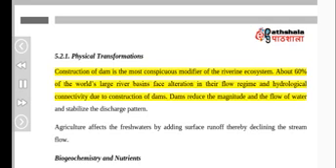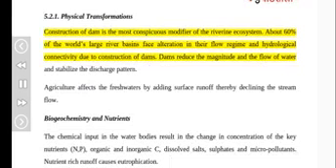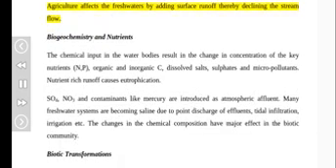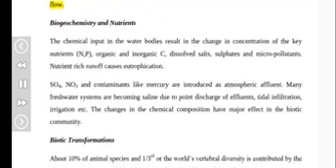About 60% of the world's large river basins face alteration in their flow regime and hydrological connectivity due to construction of dams. Dams reduce the magnitude and the flow of water and stabilize the discharge pattern. Agriculture affects the freshwaters by adding surface runoff, thereby declining the stream flow.